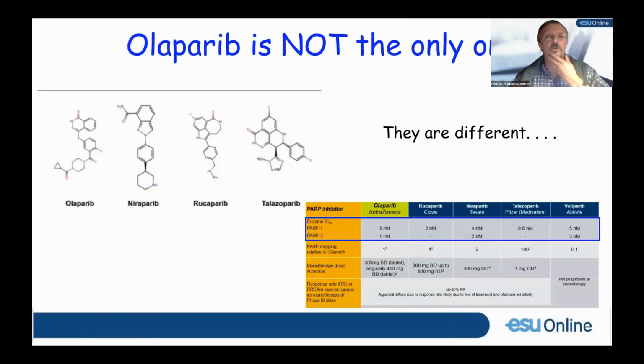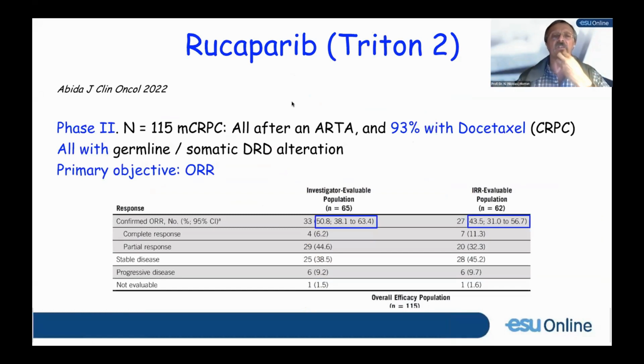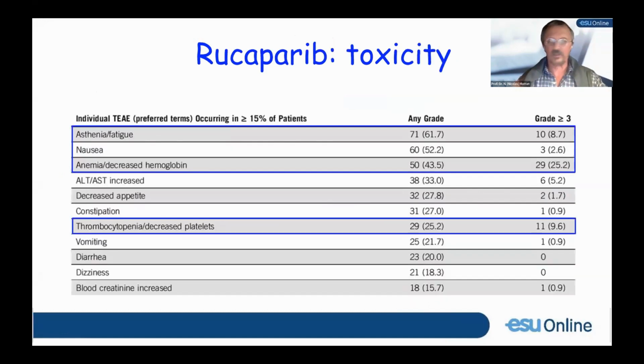Olaparib, as I said, is not the only one. We have others. Niraparib, rucaparib, talazoparib, so far, and veliparib. They are not exactly the same drug. You cannot jump from one compound to another one. And just to highlight things, rucaparib is approved by FDA, to my knowledge, based on a phase 2 trial, the TRITON-2, 115 metastatic CRPC patients, all of them following docetaxel and ARTA. The objective response rate is roughly 51%. That was the primary objective. Toxicity exists.